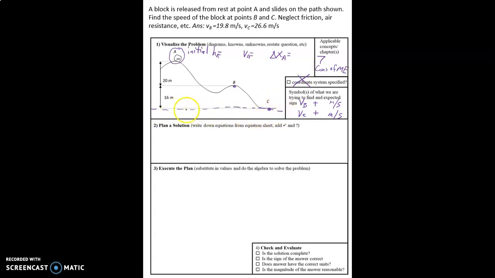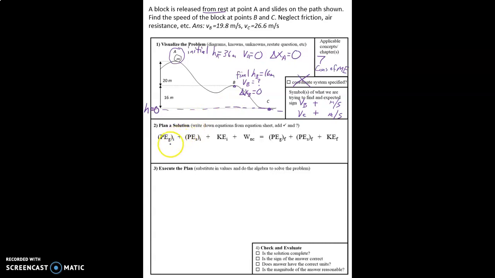That's the lowest it ever goes. So this is our h equals 0, right on that dashed line. That means our height is 36 meters. Velocity is 0 because it was released from rest, and there are no springs at all in this problem. All right, final is going to be right here, so h sub b is going to be 16 meters. V sub b, I don't know, and delta x b is equal to 0. So now we can go about planning our solution.